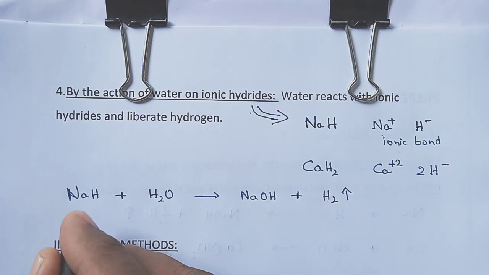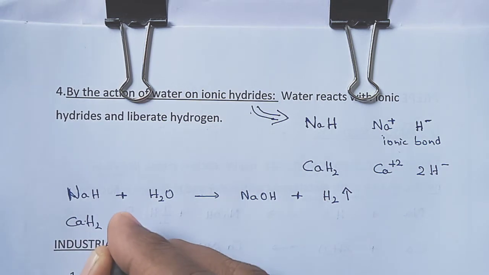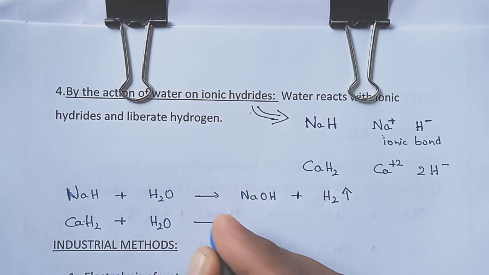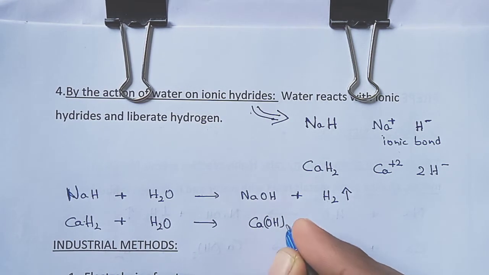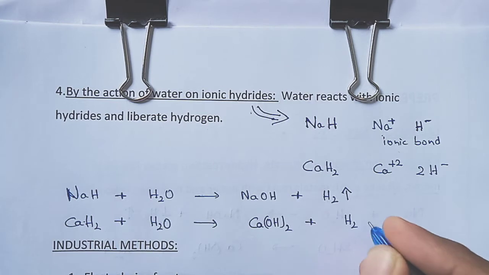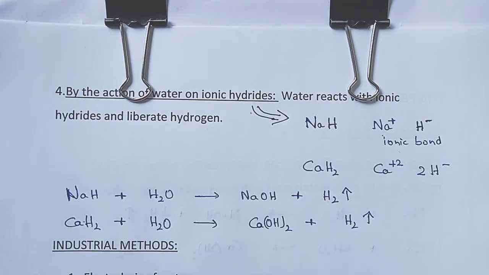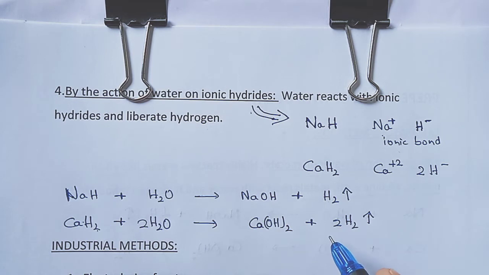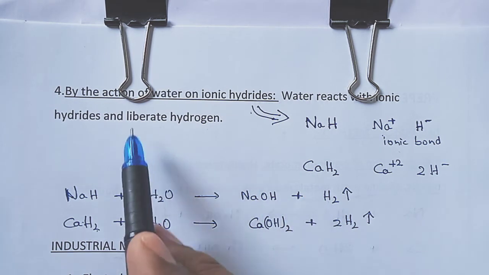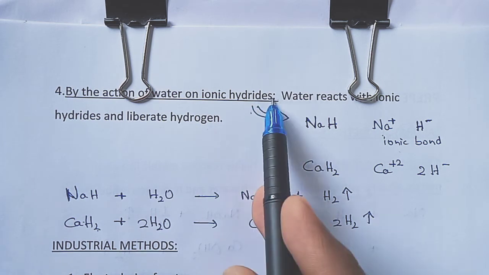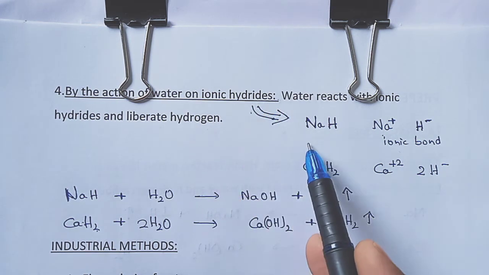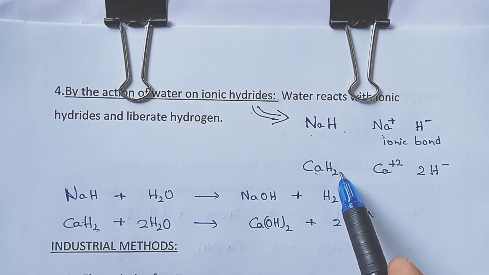Similarly, let us consider calcium hydride. Calcium hydride, when it is dissolved in water, it will produce calcium hydroxide and hydrogen gas. Here there are 2 oxygens, put 2 here, 2 2s are 4 plus 2 6. Here 2 hydrogens are there, so put 2 here. Anyway, hydrogen gas is produced. All these are laboratory methods. What is the 4th one? By the action of water on ionic hydrides. Some examples of ionic hydrides are sodium hydride, calcium hydride.